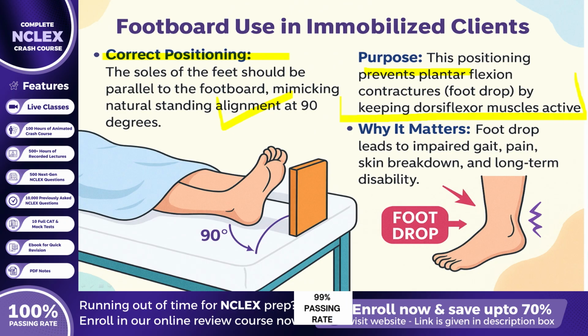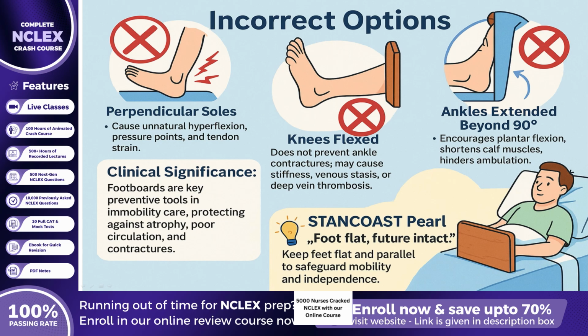Now, let us analyze why the other options are incorrect. Starting with option 1, soles perpendicular to the board would force the toes directly against the board, placing the ankles into unnatural hyperflexion or twisting. This positioning increases pressure points, reduces circulation, and can cause Achilles tendon strain, making it both unsafe and non-functional.